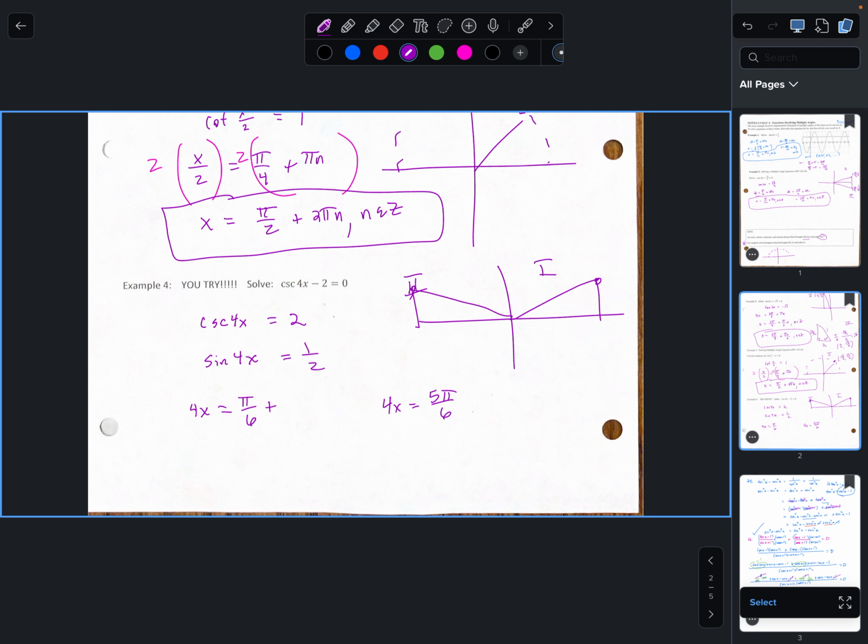And then divide by 4, which is multiplying by 1/4. And then don't forget, n is an element of the set of integers. And those are all solutions.